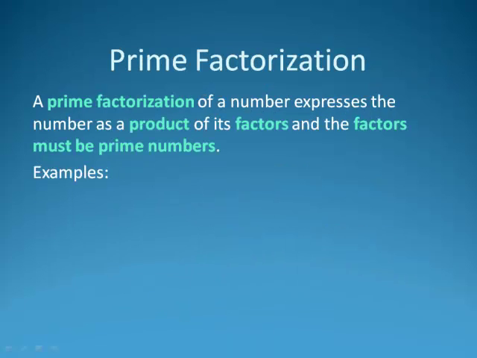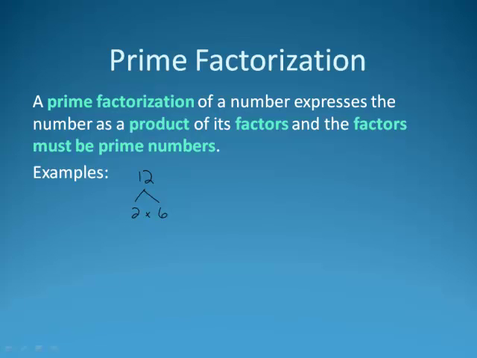Prime factorization is a special type of factorization where the prime factorization of a number expresses the number as a product of its factors, and the factors must be prime numbers. So let's use that example of 12 again. If you took 12 and you decided to break it down into any 2 factors you want, let's say, for example, you chose 2 times 6. Again, both 2 and 6 are factors of 12 because they divide out evenly.